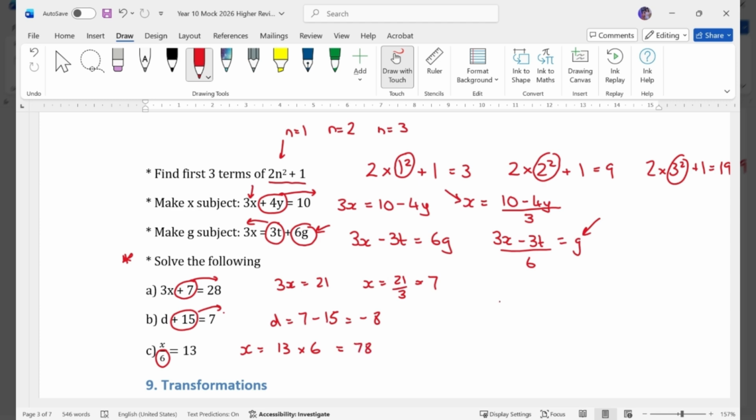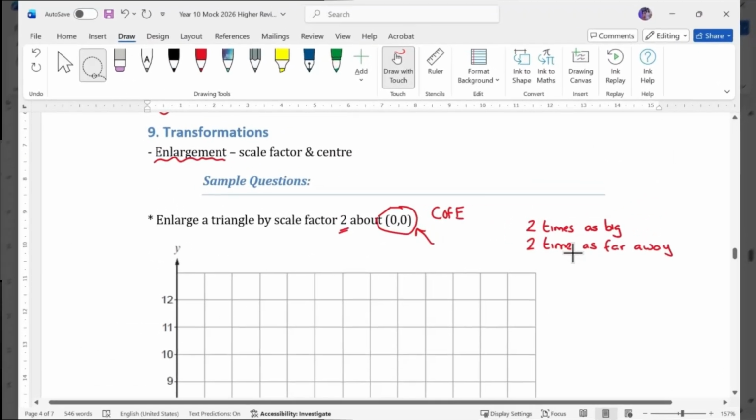So it might be nice if I'd written them a little bit more on their own. So x equals 7, d equals minus 8. And for this last one, x equals 78.